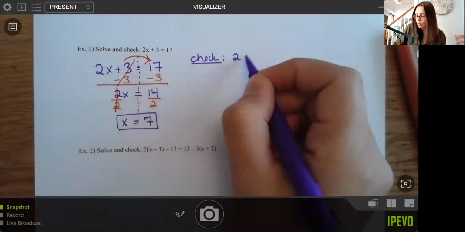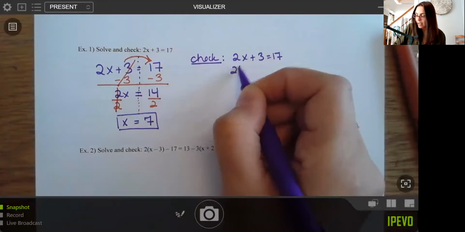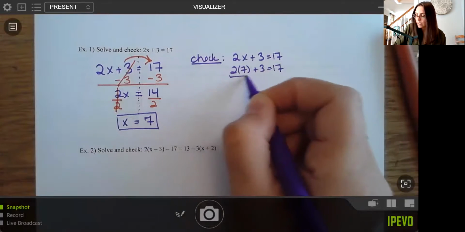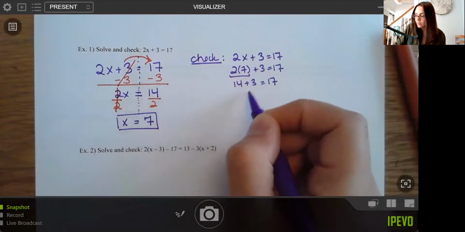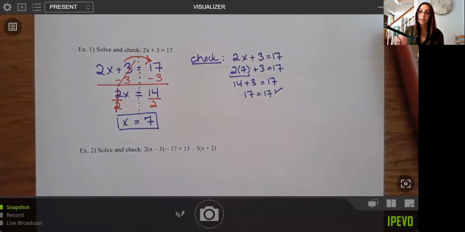Now to check this, I go back to the original equation and replace my x with my answer, which is 7. 2 times 7 is 14. Don't forget to follow the order of operations here. And 14 plus 3 is 17. So 17 is 17. This is true. So I know I did a good job.